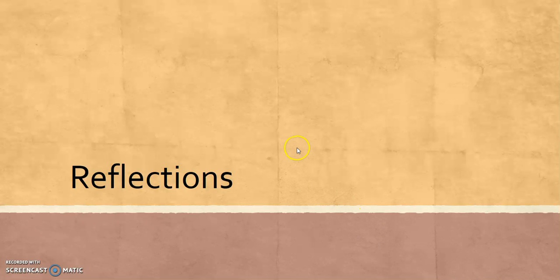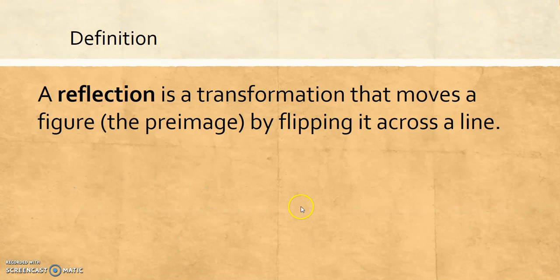Second section, Unit 10, Reflections. Reflection is a transformation that moves a figure, the pre-image, by flipping it across a line.